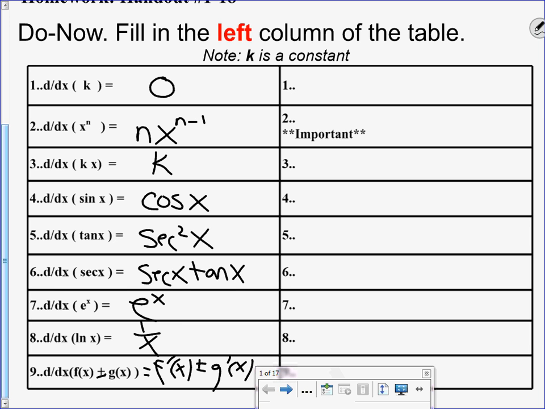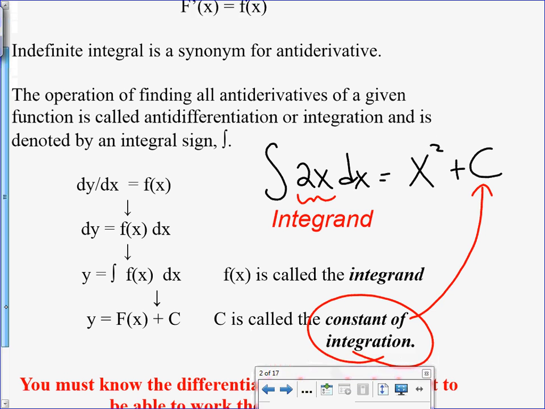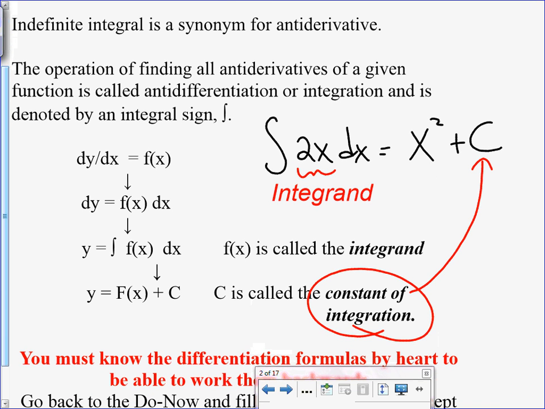Good. All right. Well, we've learned how to find derivatives, and that's basically going in one direction. Today we're going to talk about antiderivatives. We're going to go in the opposite direction. So let me show you a little notation you have to get used to. When you want to find the antiderivative, the symbol that we use is an integral sign. It looks like a big S. And you will see the integral sign, some expression, and then a dx at the end.